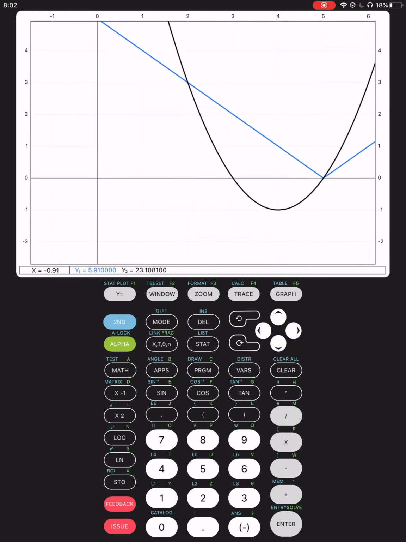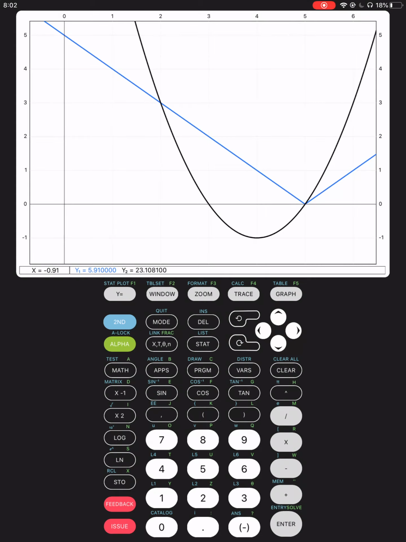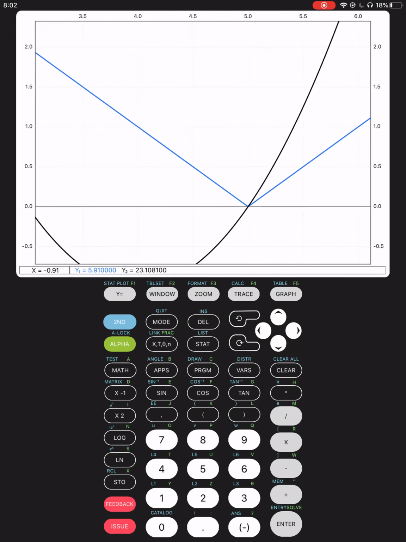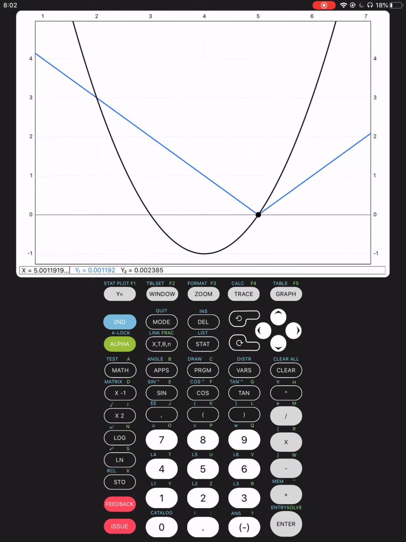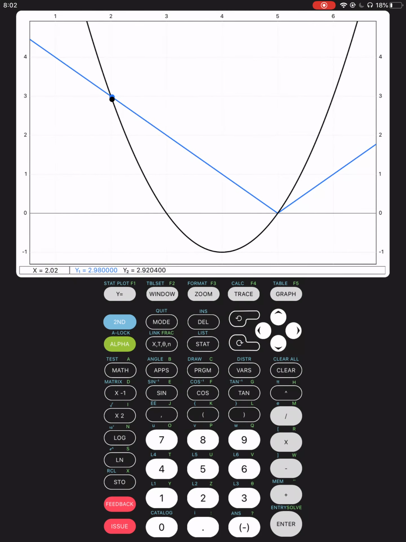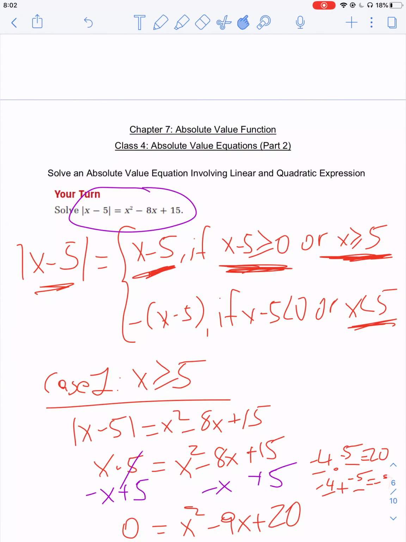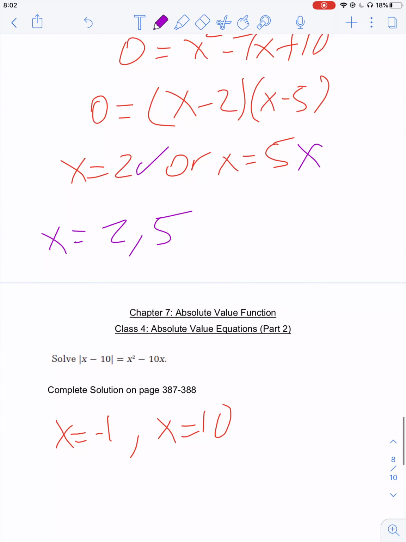And there you go. As you can see, your solution is at 5, right? This one happens at the point 5. And the other one is up here, which happens at an x value very close to 3, or is it, hold on, 2, I think, right? Yeah, 2 and 5. And I think that's what we got, okay? So 2 and 5, there you go. So the algebra doesn't lie.